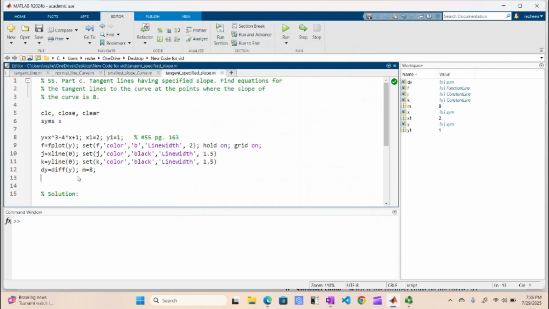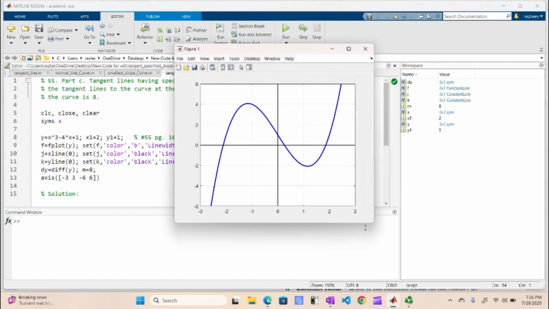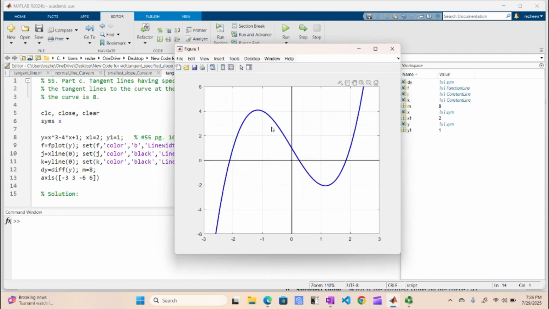So what I'm going to do is say axis, and we're going to put in -3 to 3 and -6 to 6. And if I run this again now, I get a better graph, because the slope is actually happening in here. Because it's a symmetrical sort of graph, the two lines that have slope of 8 have a positive slope. They're happening along this part of the curve.